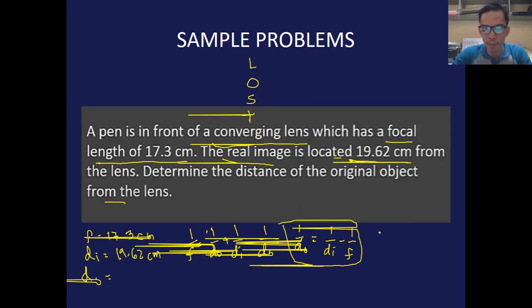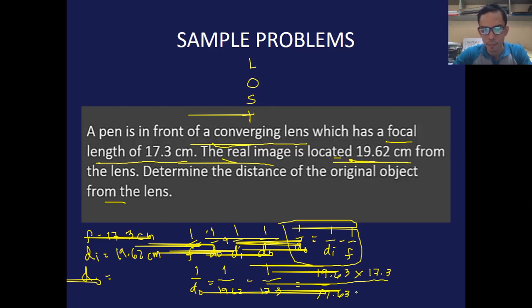Alright, so let's put it right here. We have 1 over d sub o is equal to 1 over d sub i, 1 over 19.63 minus 1 over 17.3. Now let's compute. So we have 19.63 times 17.3 over 19.63 minus 17.3.